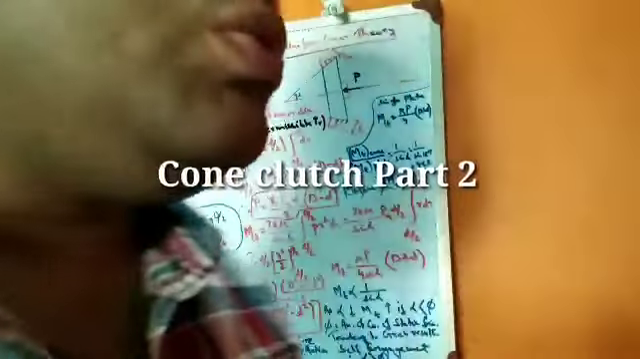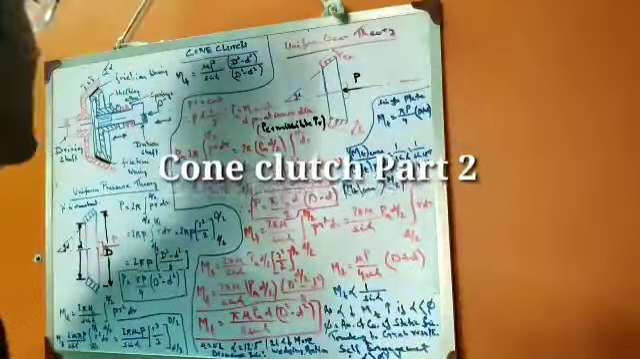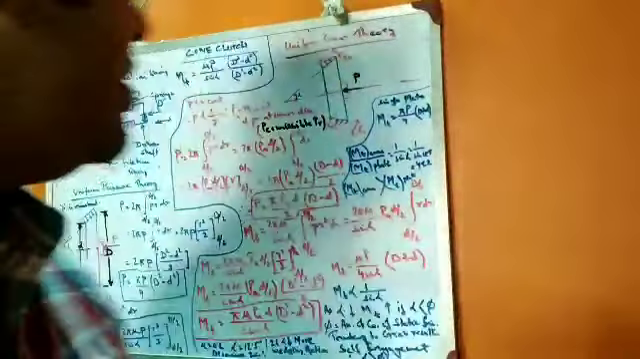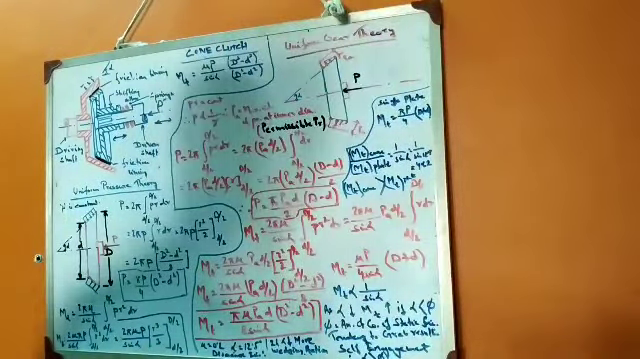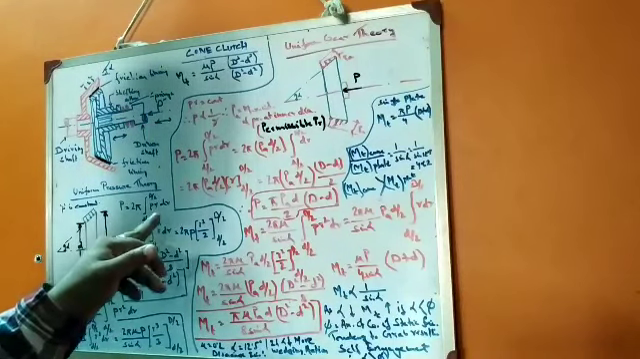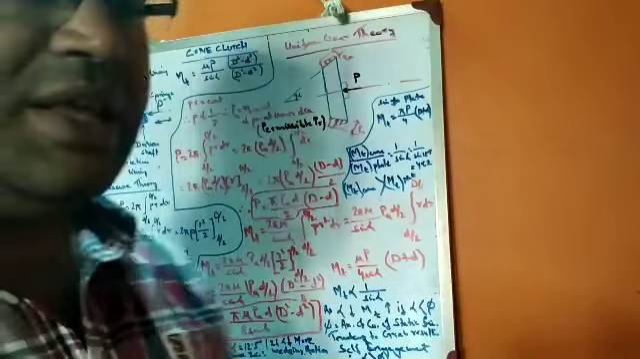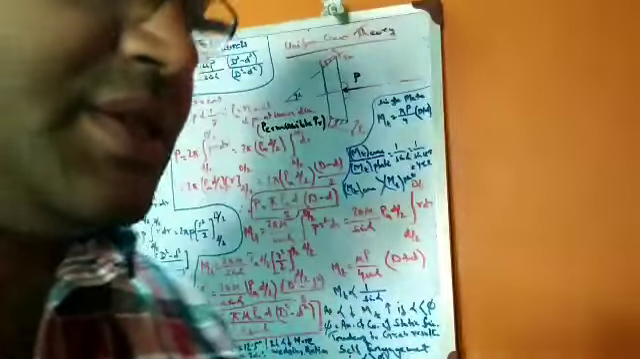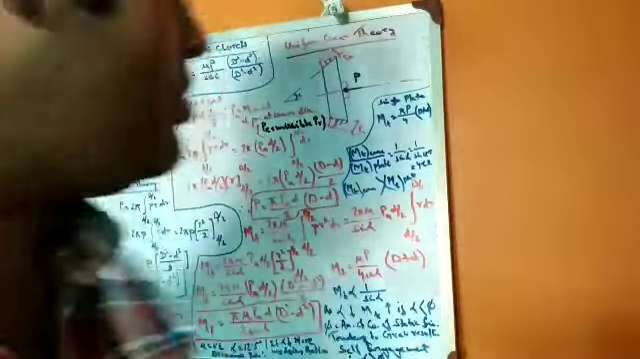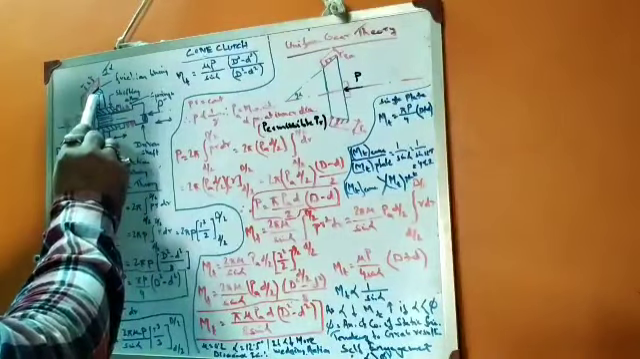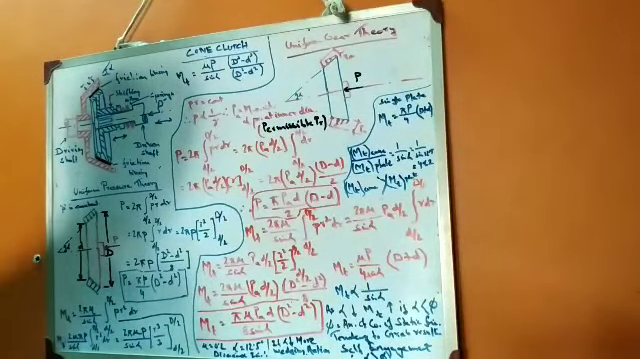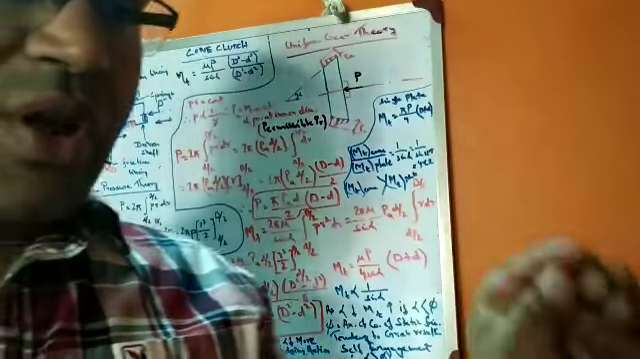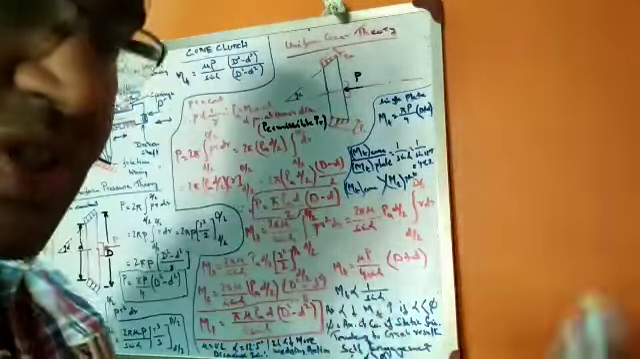So previously we discussed that there are two theories involved to solve this integral equation, that is, the axial pressure from the elemental area to the full section of the cone clutch. When the inner cone comes in contact with the outer cone, we have deduced an expression for a very small strip.